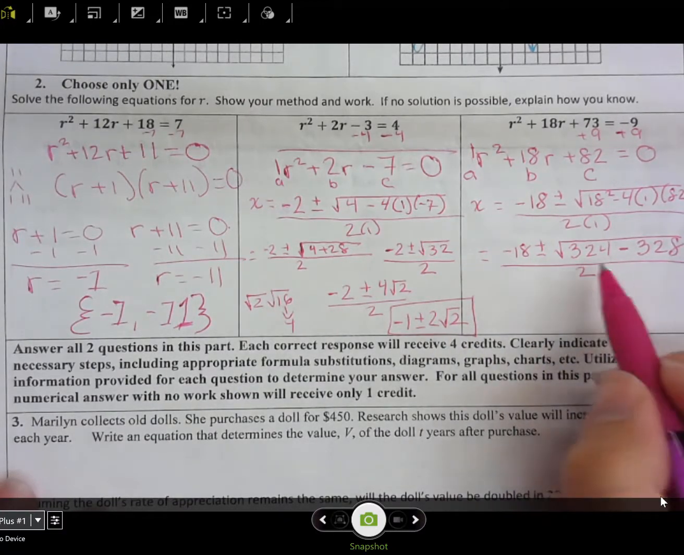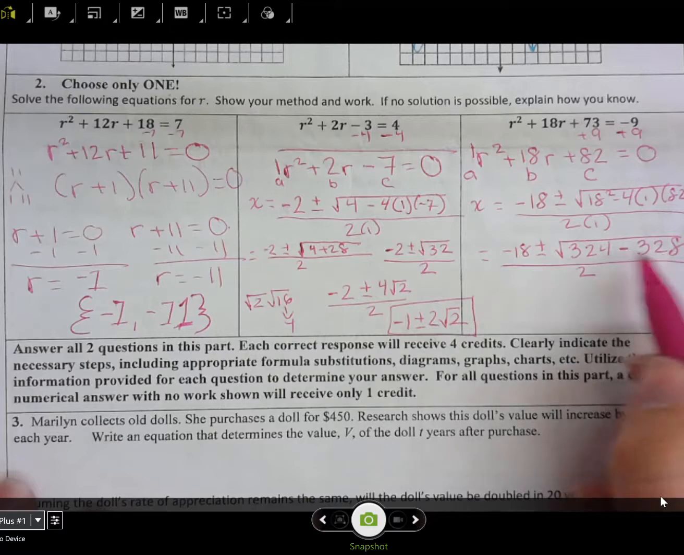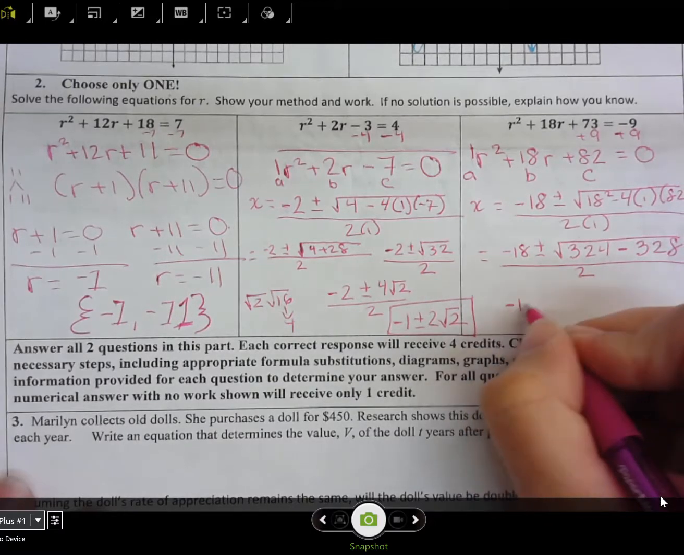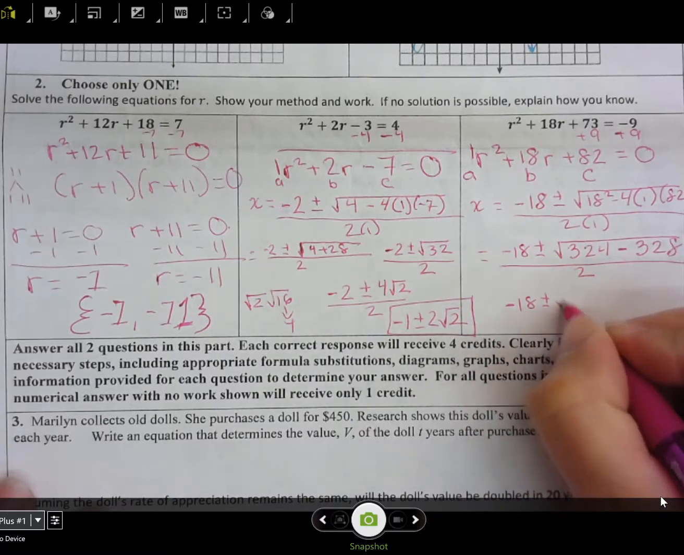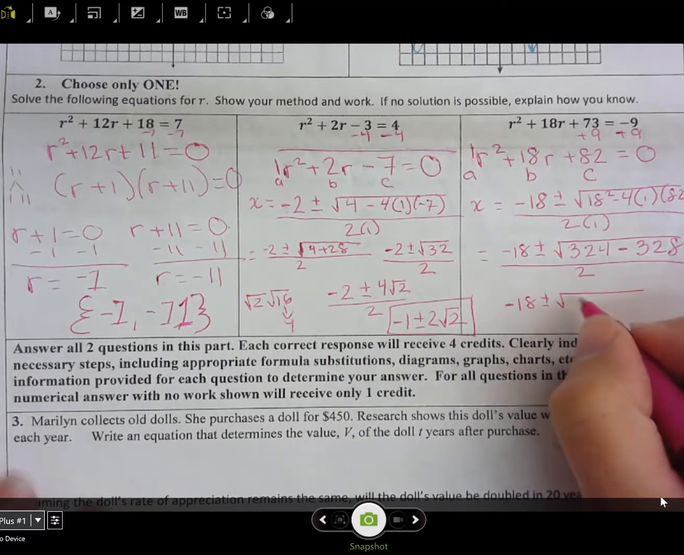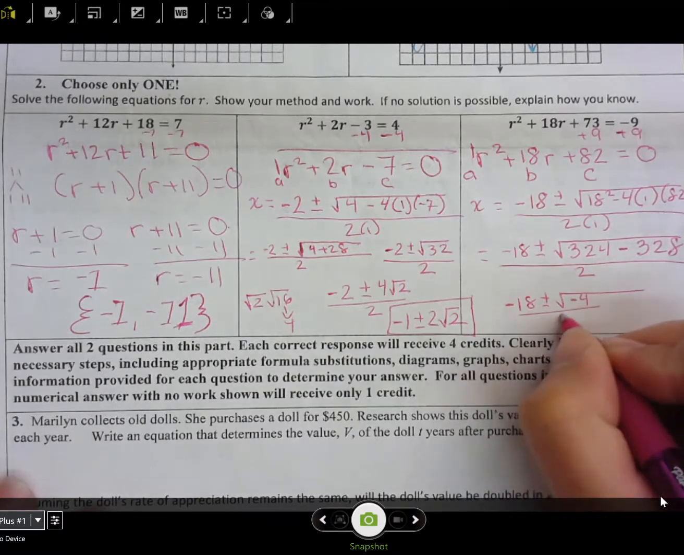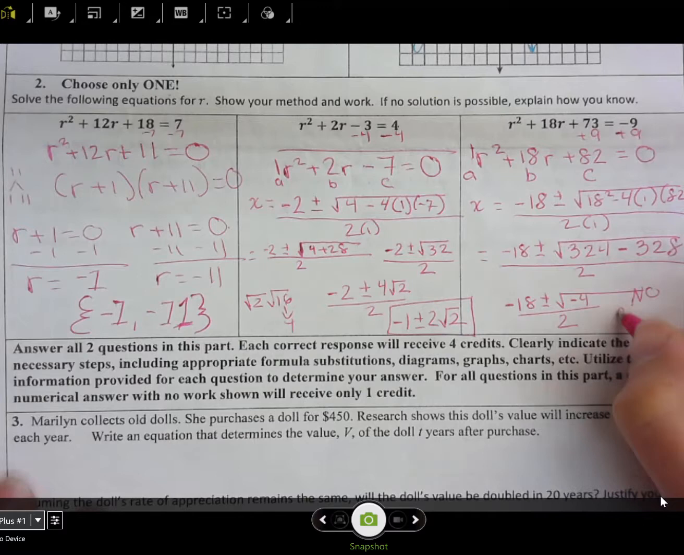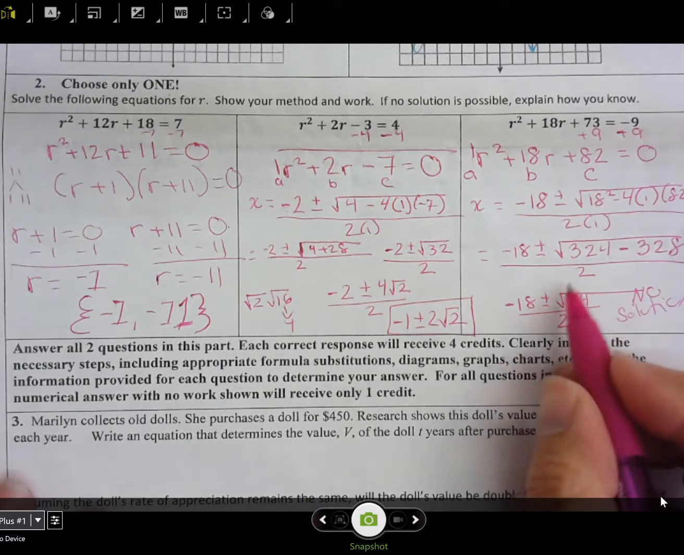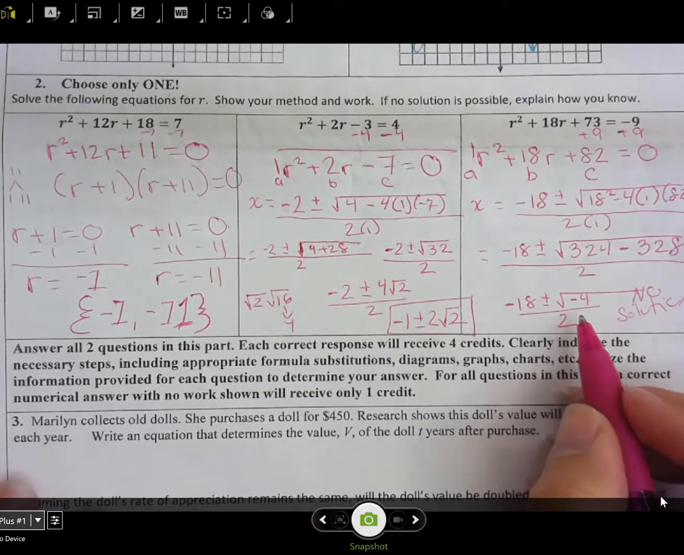So what I'm noticing here is this is smaller than this, so underneath the radical, I'm going to have a negative value. So here, there is no solution, because we cannot take the square root of a negative number in the real number system.